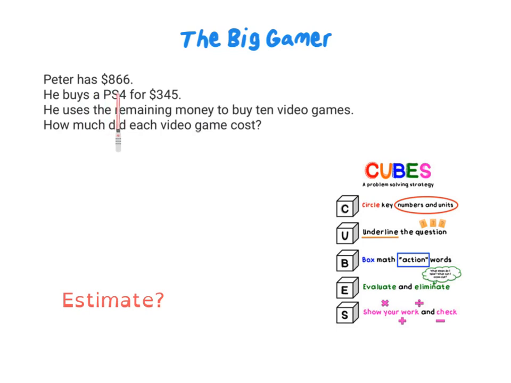Peter has $866. He buys a PS4 for $345. He uses the remaining money to buy 10 video games. How much did each video game cost?